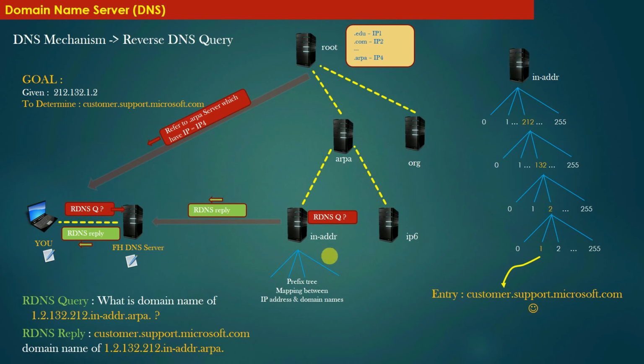So the two DNS servers, that is the in-addr DNS server and the IP6 DNS server, are special in the sense that they maintain a prefix tree, and a prefix tree is nothing but a mapping between an IP address and domain names. For any given IP address, you just reverse the octets of the IP address and perform the lookup of this IP address in this prefix tree, right? And when you perform the lookup of any IP address in this prefix tree, you will always end up with the fully qualified domain name corresponding to the IP address. It is this fully qualified domain name which the in-addr DNS server replies with in the RDNS reply.